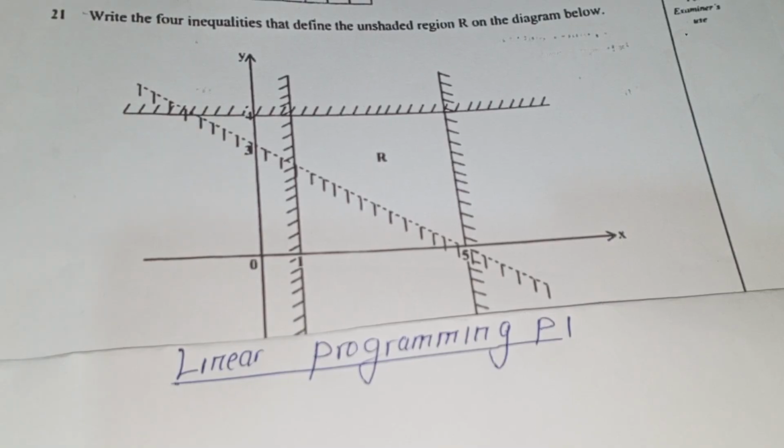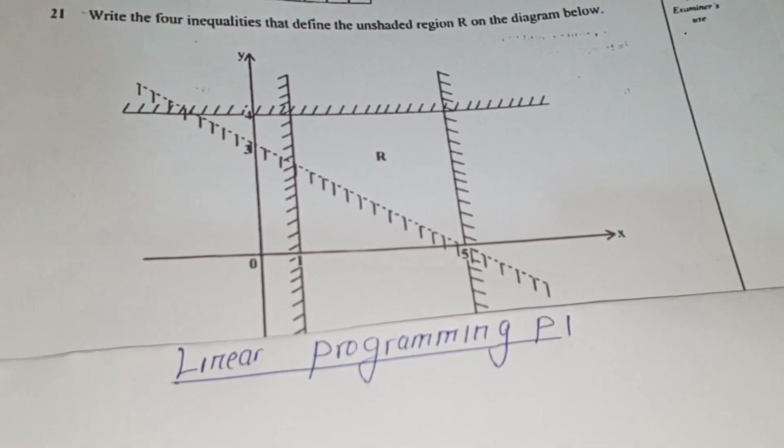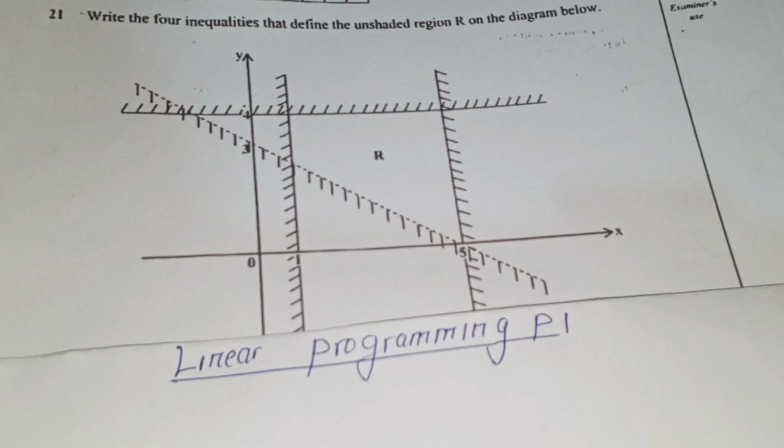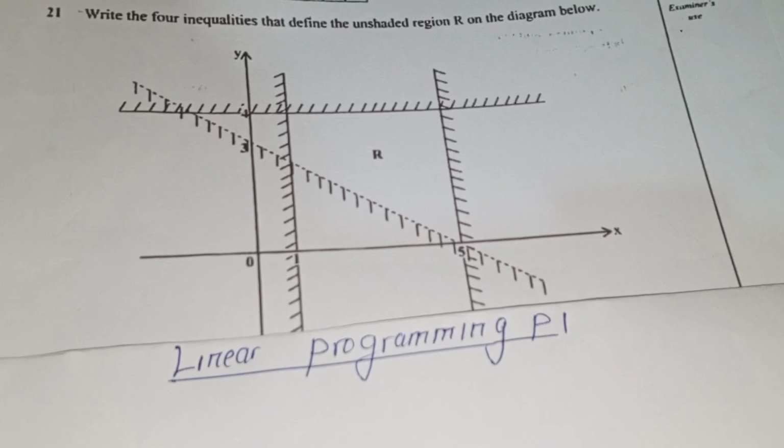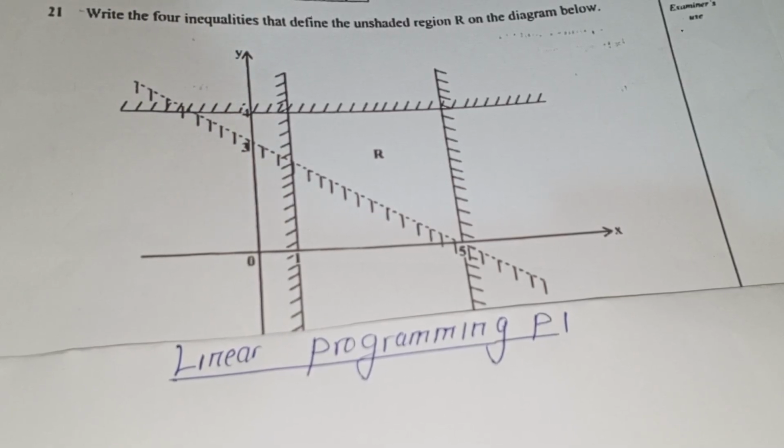Now what you need to understand is that when they say write 4 inequalities, it simply means that 3 lines are going to carry 1 mark each. Then 1 line is going to carry 2 marks, making the total marks equal to 5. And mostly the lines that carry 2 marks are those that cut on 2 axes, which is x and y.